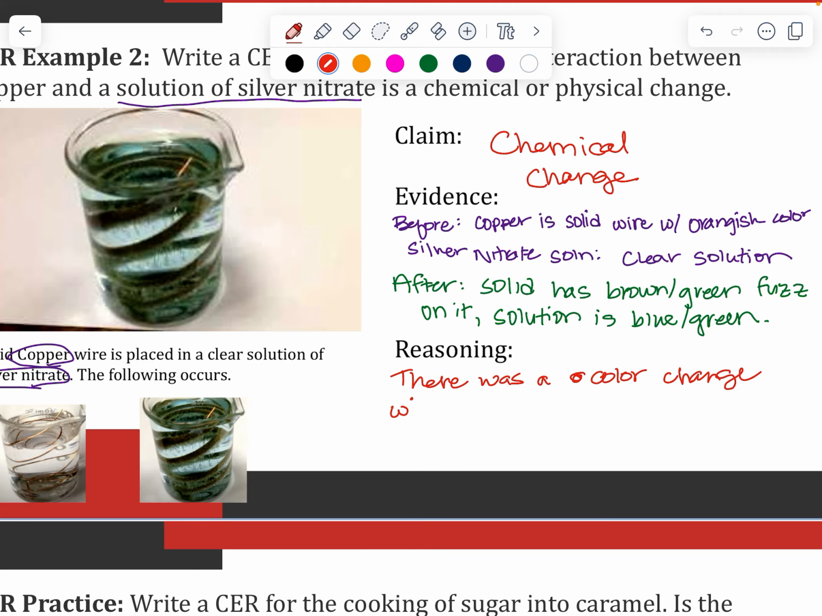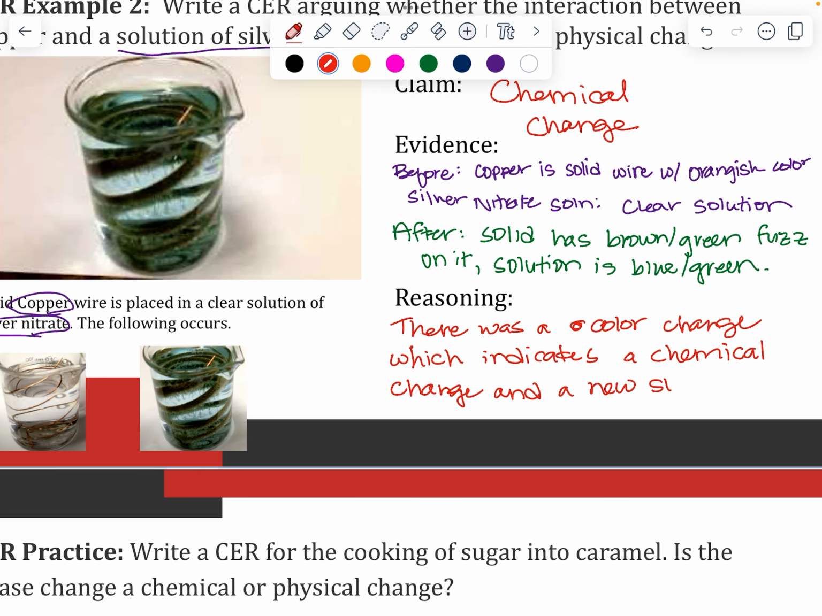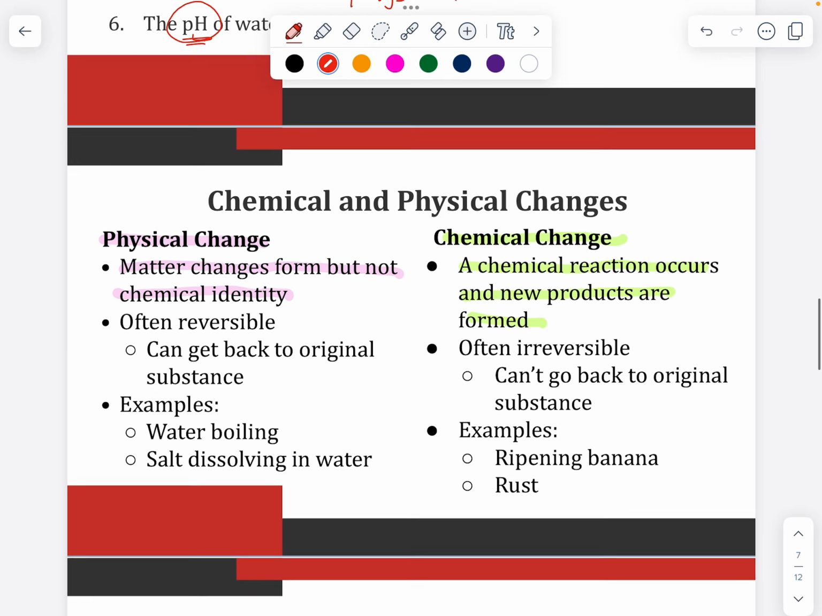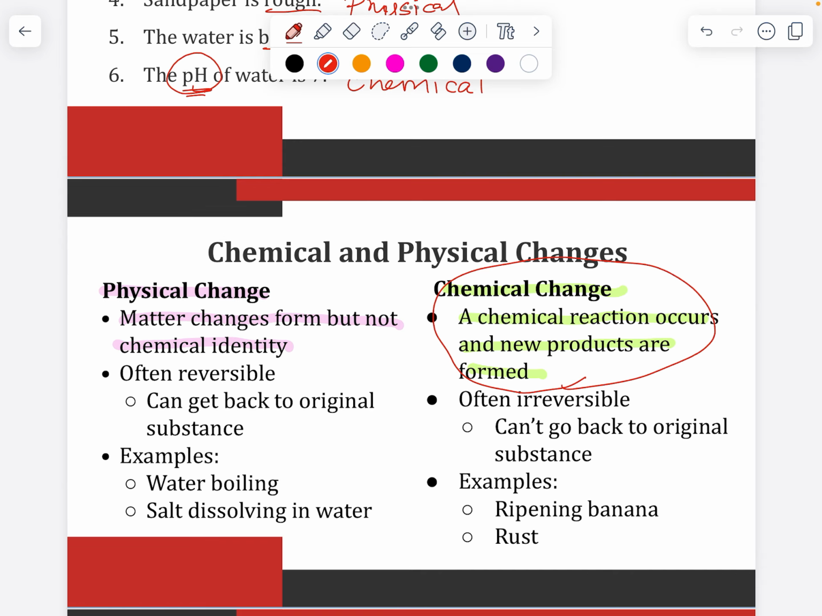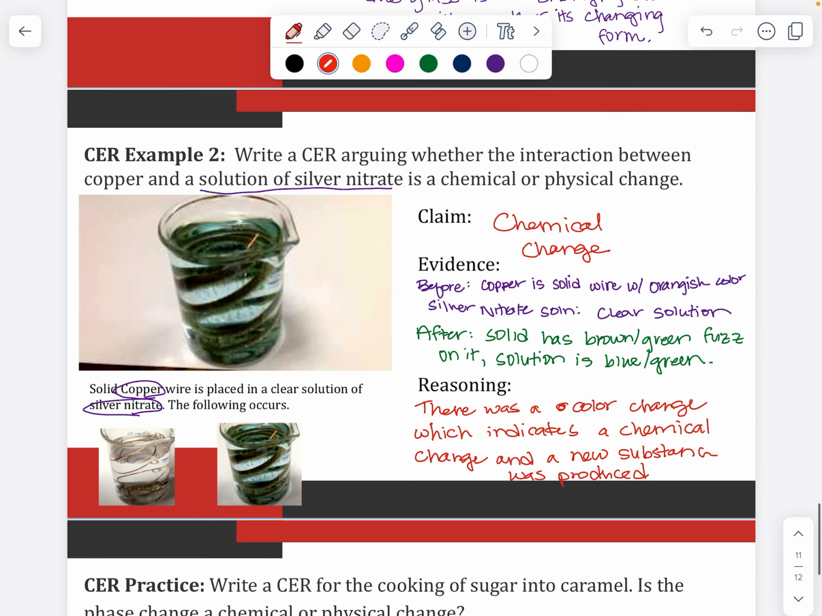Which indicates a chemical change. And a new substance was produced. Again, we want to think back to what it means to be a chemical change. If we go up here, a chemical change, a new substance is formed; physical change, nothing new is formed. It has the same chemical identity. So we're pulling that in to our reasoning here.